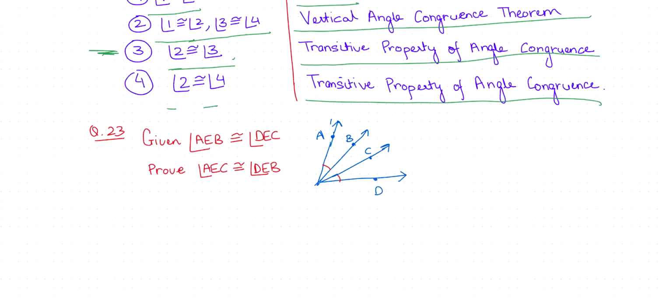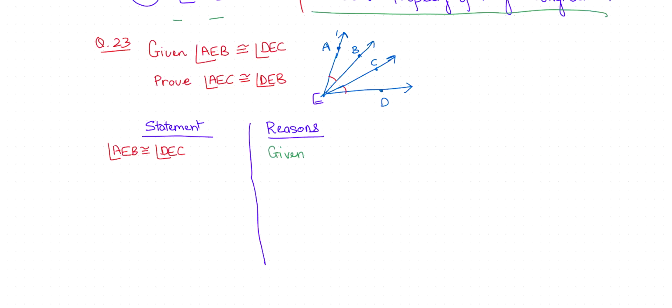So in this, given is that angle AEB is equal to DEC, which are given by the red marks here. And what we have to prove is AEC is equal to DEB. So let's use a two column proof to prove this. Angle AEB is congruent to angle DEC, which is given. We can see the red markings there.